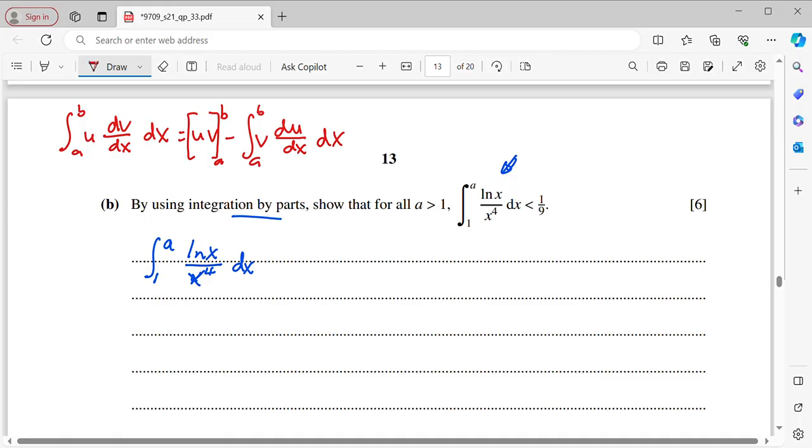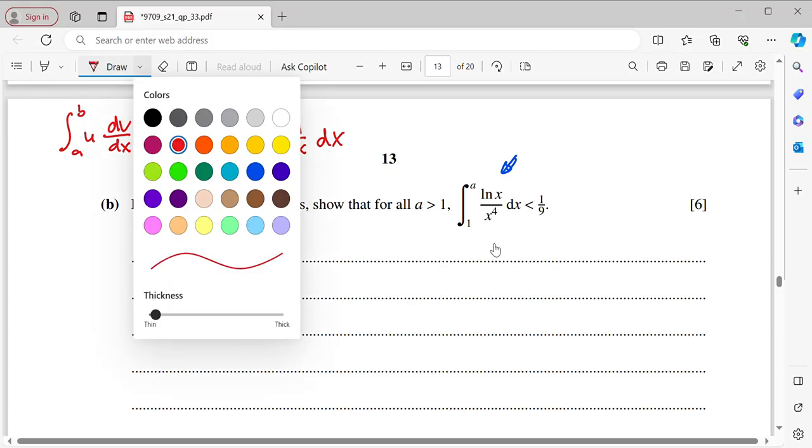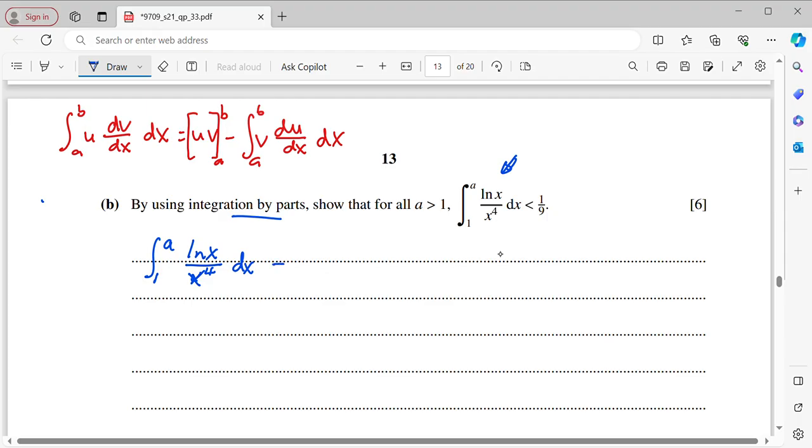Alright, so now we have ln x and x to the power 4. So we cannot integrate ln x, but we can differentiate ln x. Obviously, right, this is going to be the integral from 1 to a of ln x times x to the power negative 4 dx. Then I will let my u be ln x because we can differentiate ln x but not integrate ln x. So this is du/dx. It will be 1 over x. Now your dv/dx, it should be x to the power negative 4 according to the formula.